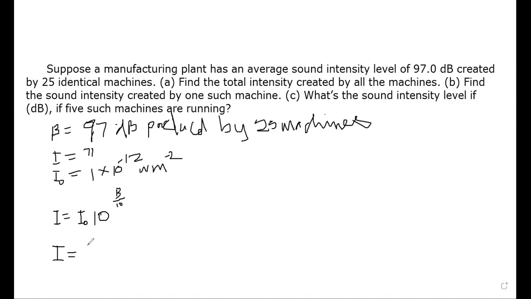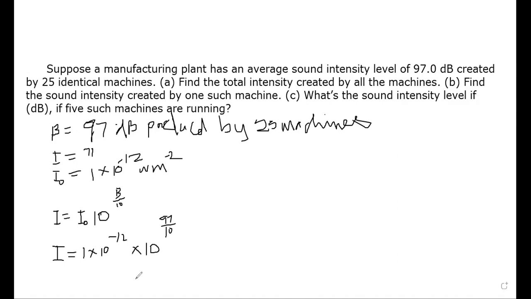So here we'll have 1 times 10 to power minus 12, the value for I naught, and now put it in place of I naught. This one is 10, so you now write times 10. Then we have exponential beta over 10. What is beta? 97. So we write 97 divided by 10. I hope you're following me.